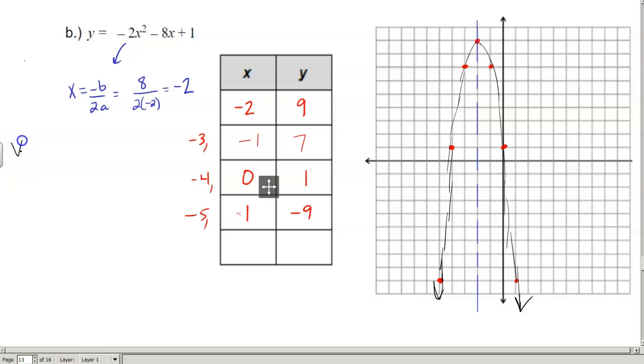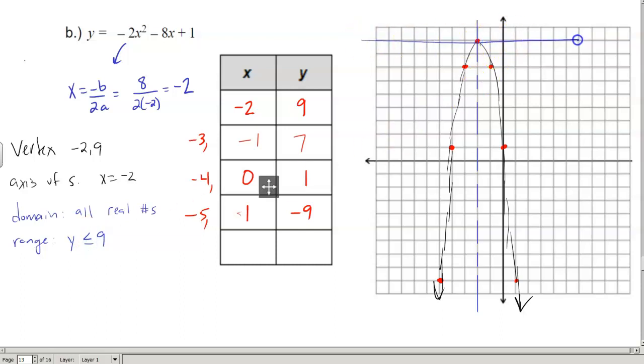So to summarize here, I have my vertex at -2, 9. My axis of symmetry is at x equals -2. My domain, remember that's going to stay the same. That's going to be all real numbers or anything there. The range is going to be the y values. Since the graph is going down, it's going to be less than or equal to 9, right? Because the highest point of this graph is at 9, and I'm graphing everything from there and below it.